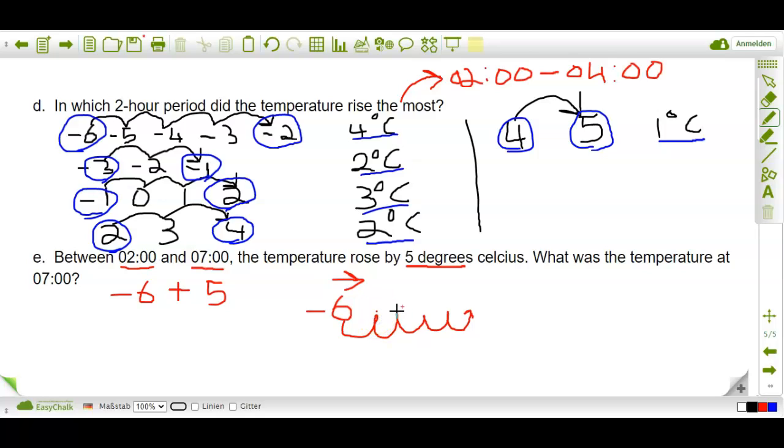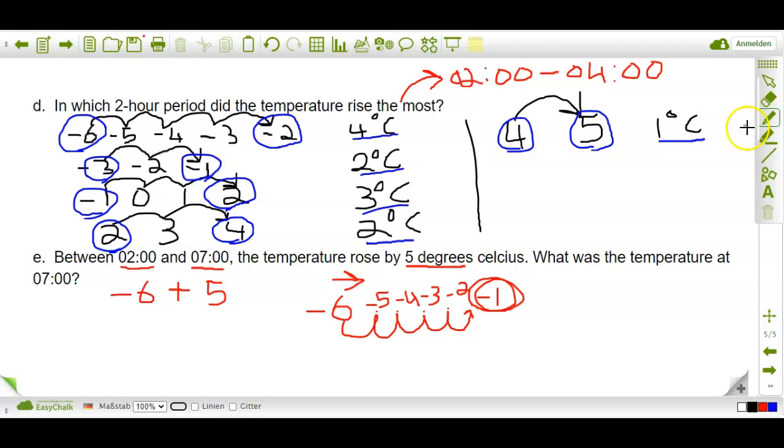At each of these locations, we're going to put in the number according to the pattern. So negative 5 after negative 6, then negative 4, negative 3, negative 2, and finally negative 1. So 5 places to the right would land us at negative 1. That would be the temperature. The question asks what was the temperature at 700 hours. That would be negative 1 degrees Celsius.